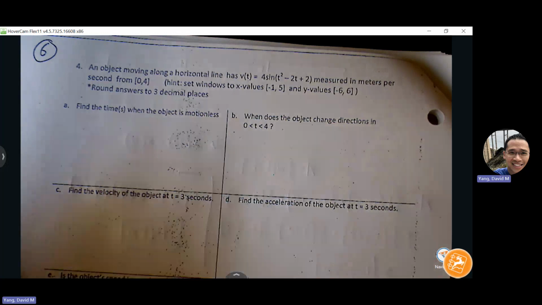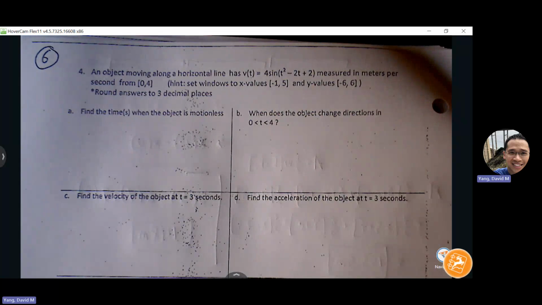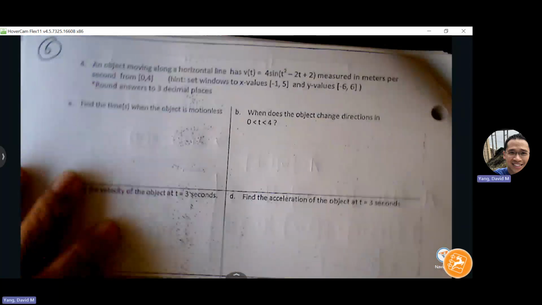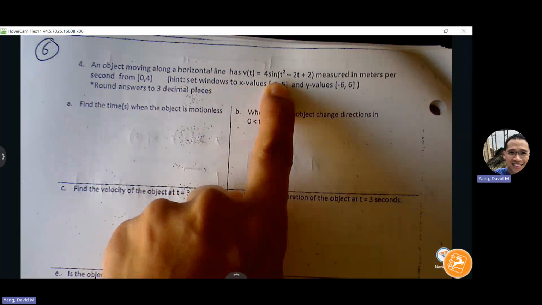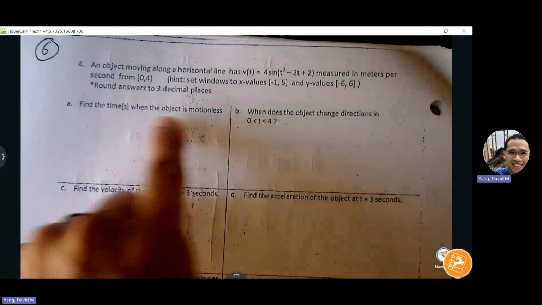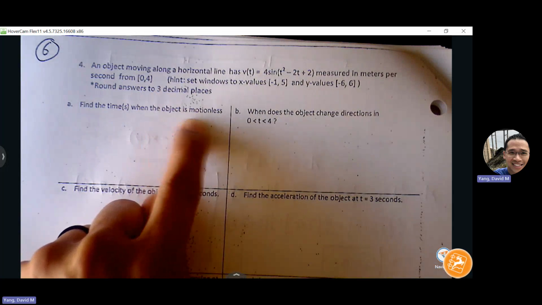Okay, we're going to need our calculator for this. A graphing calculator is preferred, but you can still work around not having one with a TI-36 Pro. Here, an object moves along a horizontal line. The velocity is given. We're going to graph the velocity function, and pull from it as if it was a derivative function.